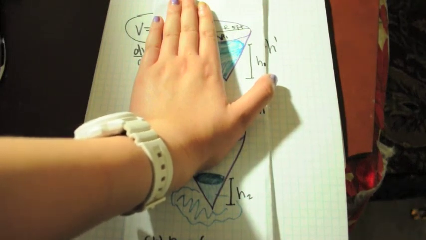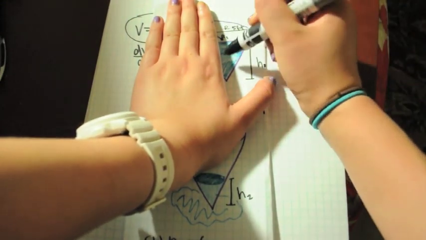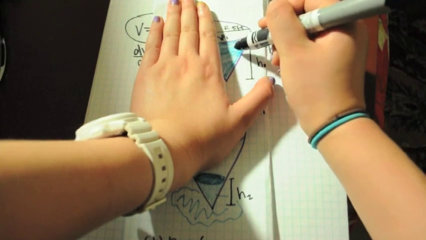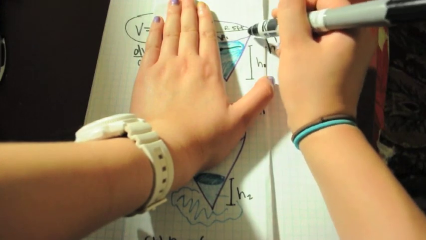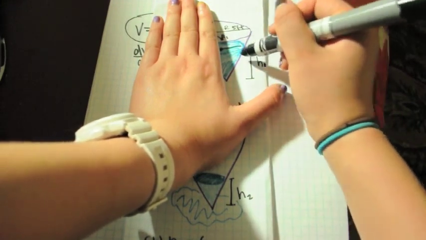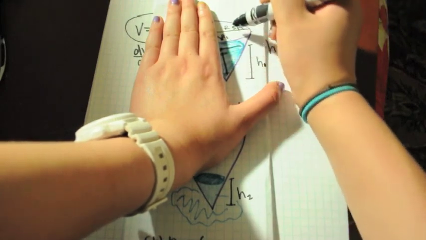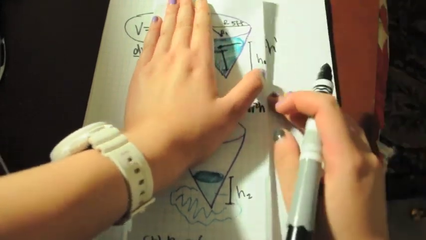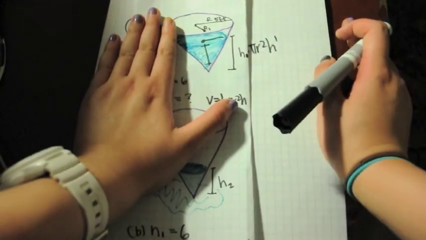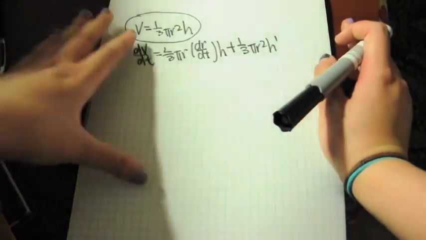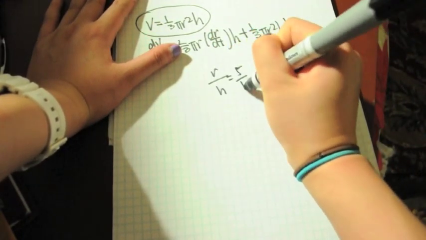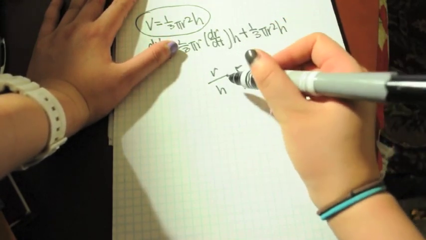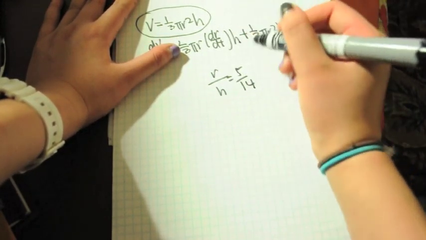And so, since these two are similar, then the ratio of any two sides must be equal. So this would mean that the radius of this equals the radius of the larger cone, and that the height of this would equal the height of the larger cone, or in proportion to each other. So then you would just have r over h equals 5 over 14. And in order to eliminate r from this equation, you would have to set this equal to r.